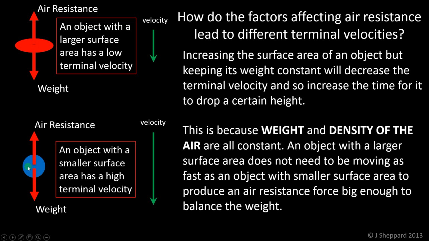So, the blue object will keep accelerating to a higher speed in order to get this air resistance force big enough to balance the weight. The red object will accelerate to a much lower speed to do the same job. So the force diagrams look the same, even though the smaller surface area object ends up moving with a much higher velocity, this green arrow here. So that's the full explanation for why the small surface area object falls faster than the large surface area object.